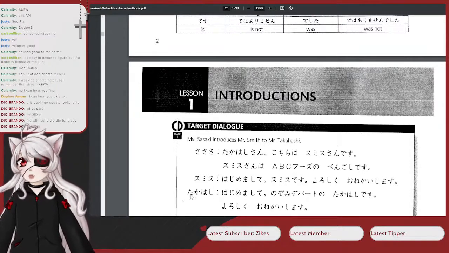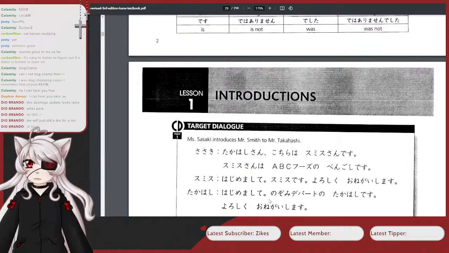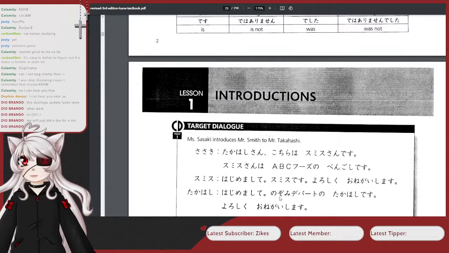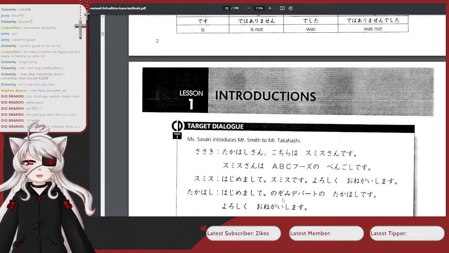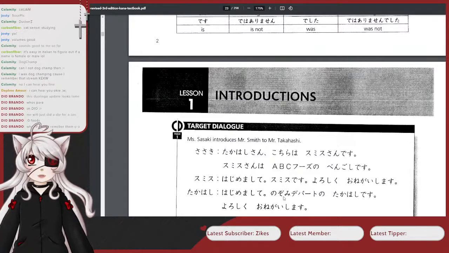Then Takahashi says hajimemashite back. Nozomi. What if you don't remember them? Then I guess you're gonna say hajimemashite, and they're gonna be like, we already know each other.